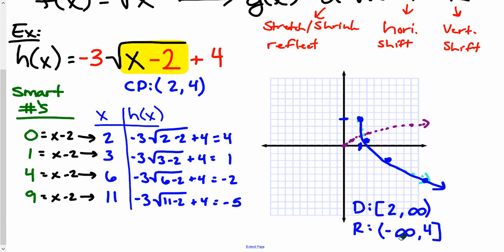So domain and range are hopefully a review for you guys. Remember, just a list of all the possible x values and all the possible y values, but we always go and list it from smallest to largest.